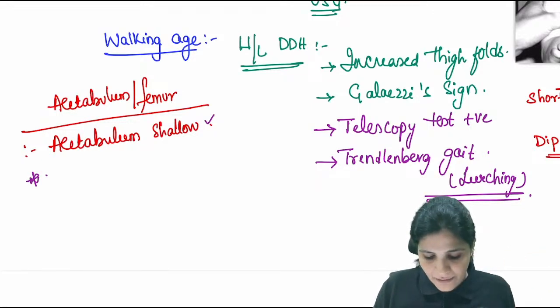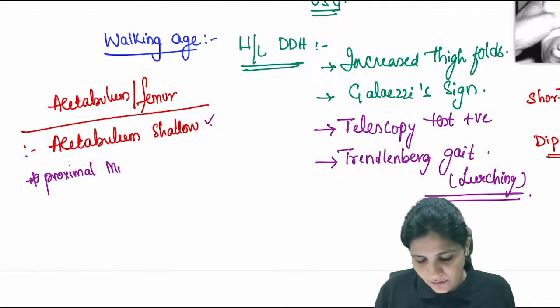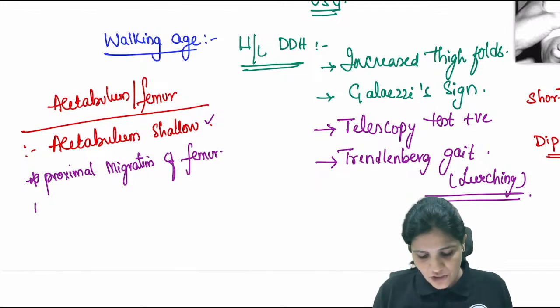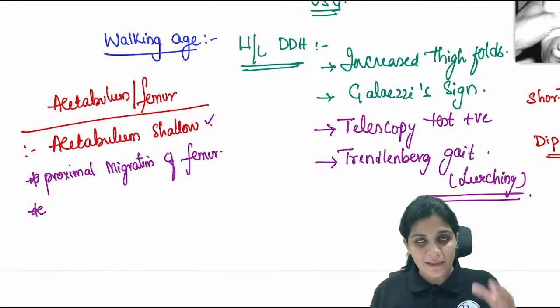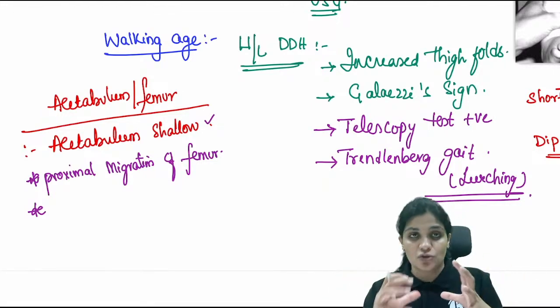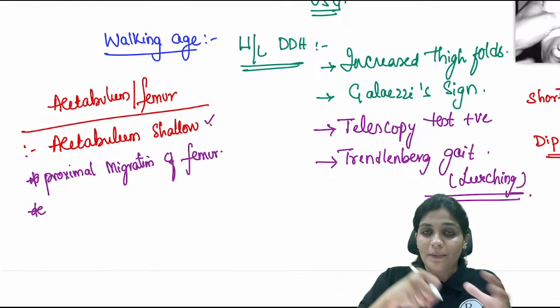And then there will be proximal migration of the femur. Because of the proximal migration, you will see there is shortening. And then because of this, the head is not felt inside, and the telescopic test is positive.